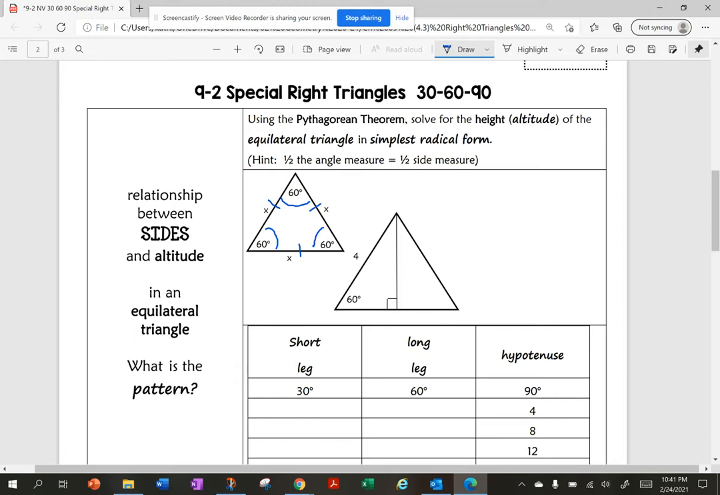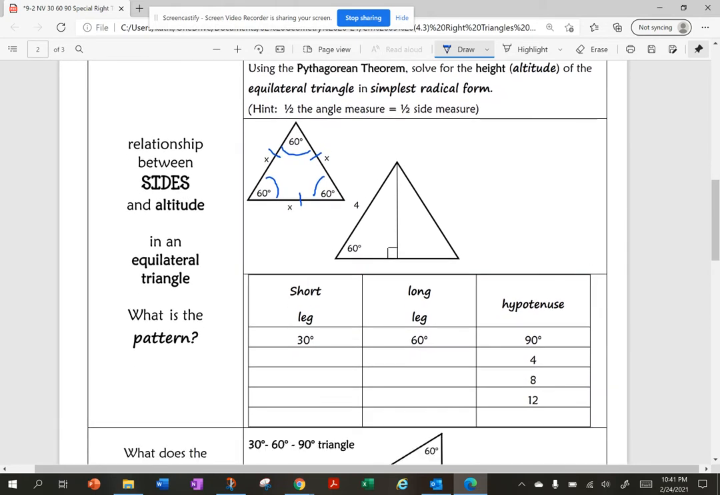Okay, so let's do the same scenario that we did yesterday. So let's start out with, if I say each side is 4 and I draw in the altitude, so this time I'm drawing in the altitude. So I'm going to split my 60-degree angle into two 30-degree angles. And I'm going to split the side from 4 into 2 and 2.